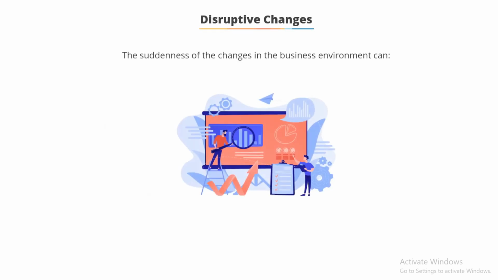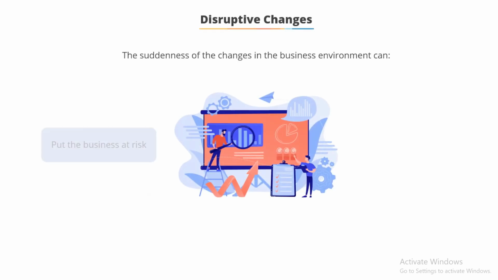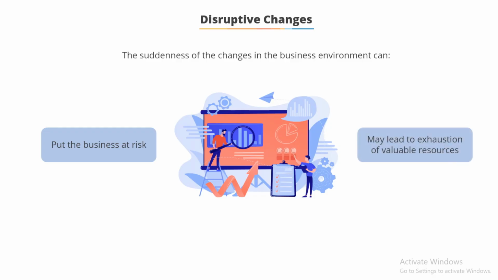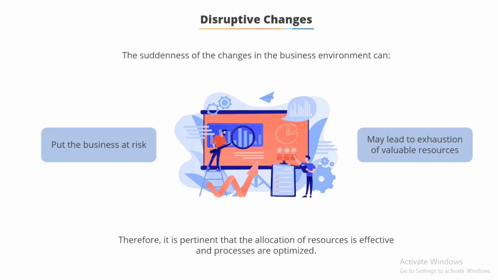The suddenness of the changes in the business environment can put the business at risk and may lead to exhaustion of valuable resources. Hence, it is pertinent that the allocation of resources is effective and processes are optimized. In the next video, we will explore the various reasons why large organizations fail in their digital transformation journey.